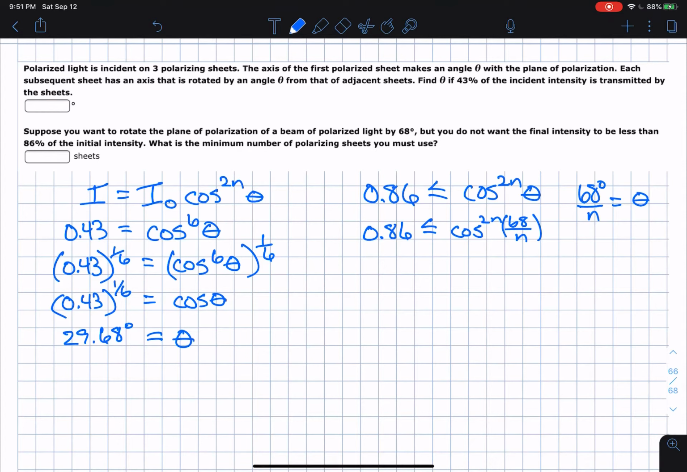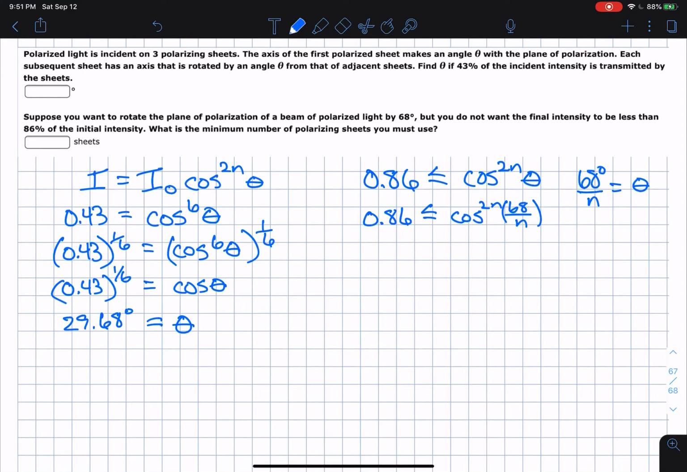So how do we get the answer? Well, we're just going to go to an old tried and true approach that we haven't used much in this class, not explicitly anyway, but just trial and error. So let's set up n. I'll set up a little table here. This 0.86, remember, is the minimum of I over I naught. I'm just going to put in values for n and calculate what I get. We'll start with 1.